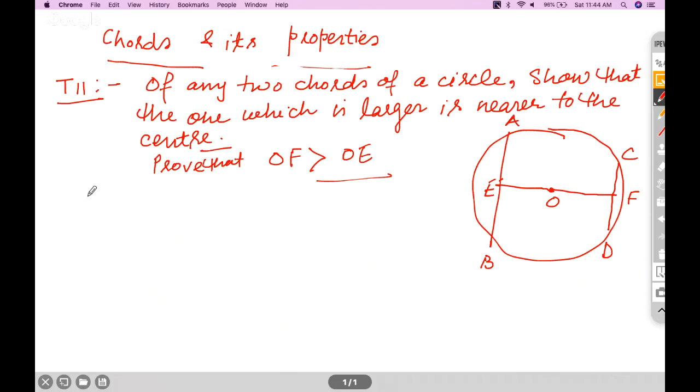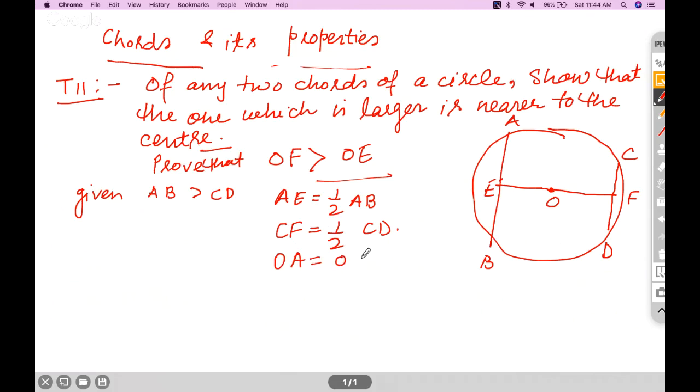So what I know is AB is given, AB is greater than CD. So AE would be half of AB and CF would be half of CD. Now OA is equal to OC. So let me take these two triangles. I am taking triangle OEA and I am taking triangle OFC.